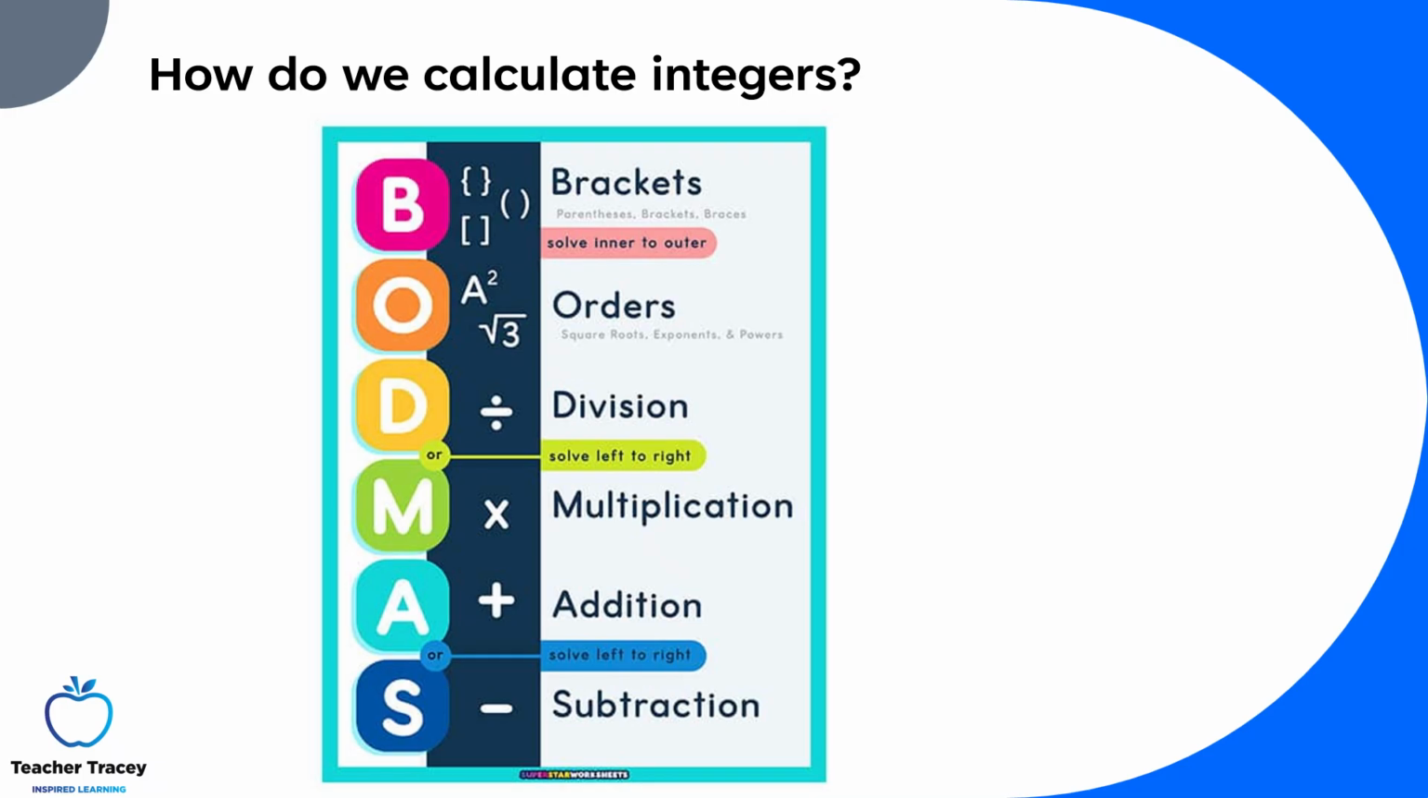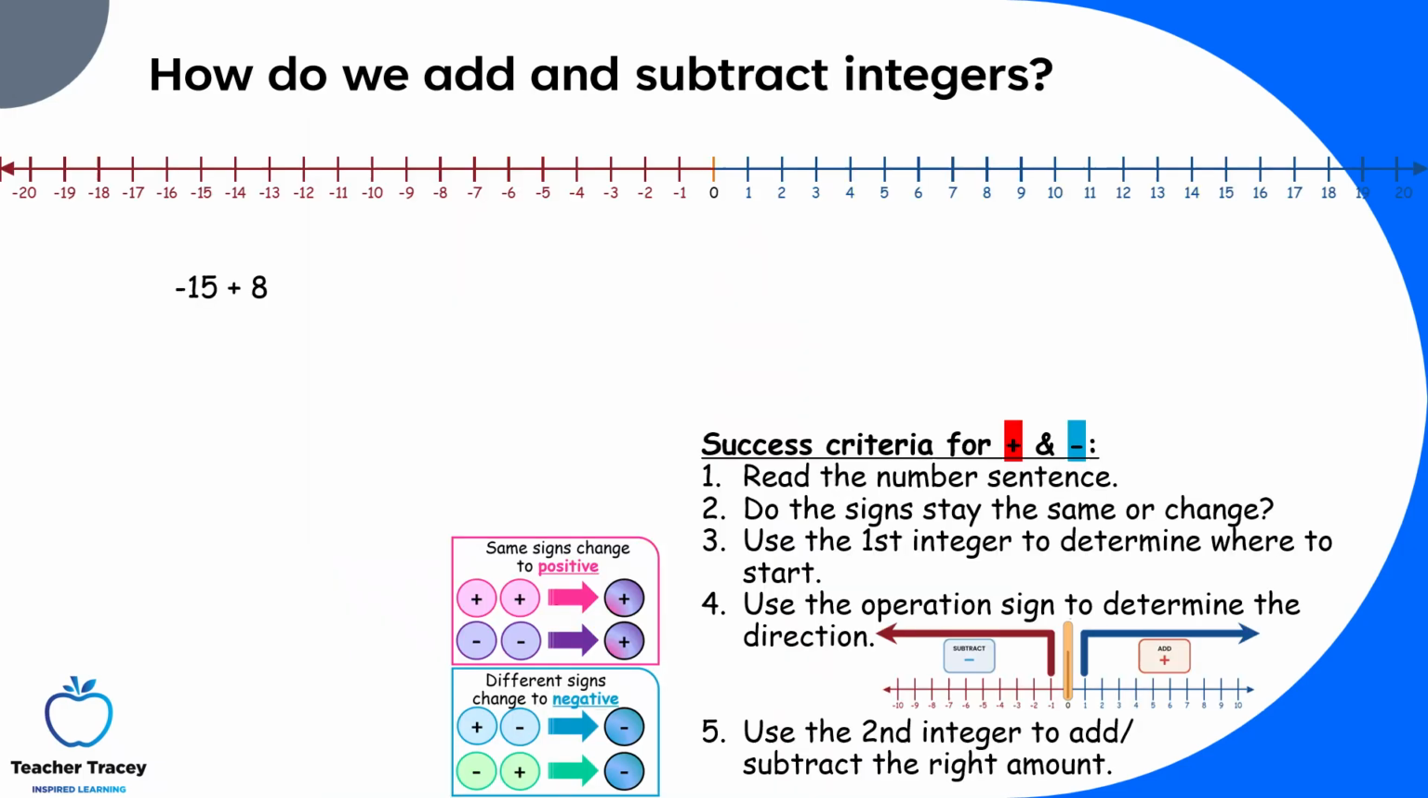Now let's have a go trying to apply what we've learned to solve questions. Let's begin with adding and subtracting integers. The first step in our success criteria is to read the number sentence, minus 15 plus 8. The next step is to figure out whether the signs stay the same or change. Well, in this number sentence, we know that the 8 is a positive integer. So two positive signs next to each other means it becomes a positive.